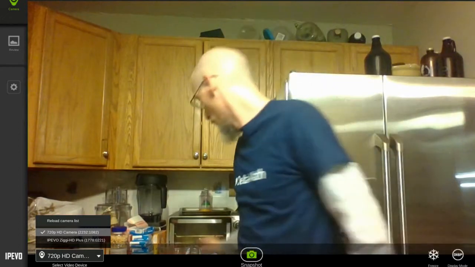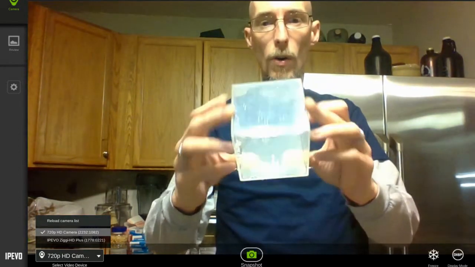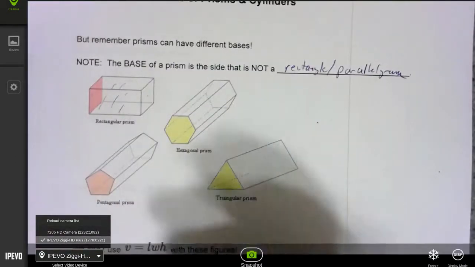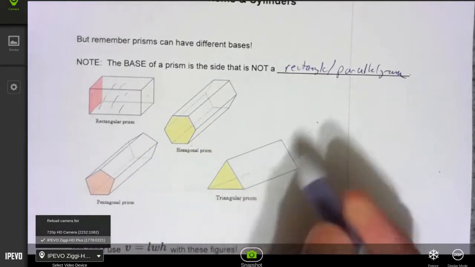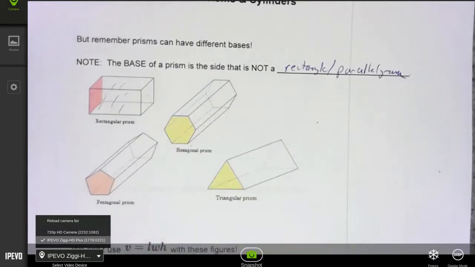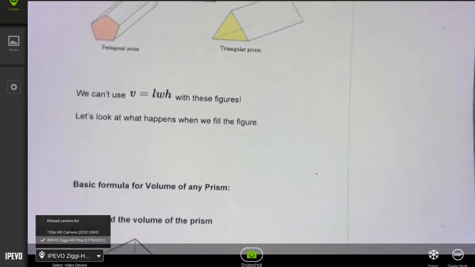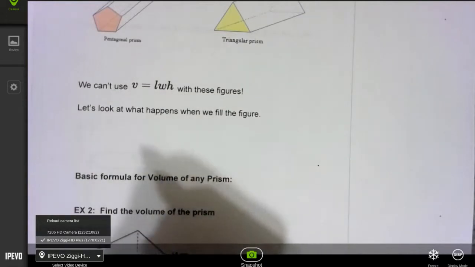Now, if it is a cube, like we had here, where all faces are exactly the same, it makes no difference which one you call the base. In fact, when length, width, and height are all the same, I can just say edge cubed, hence where the cube comes from. Okay, so looking back at my problems here, hexagonal prism because the base is a hexagon. Triangular prism because the base is a triangle. All the other sides are rectangles. And with these, we can't use length times width times height. But look at what happens.